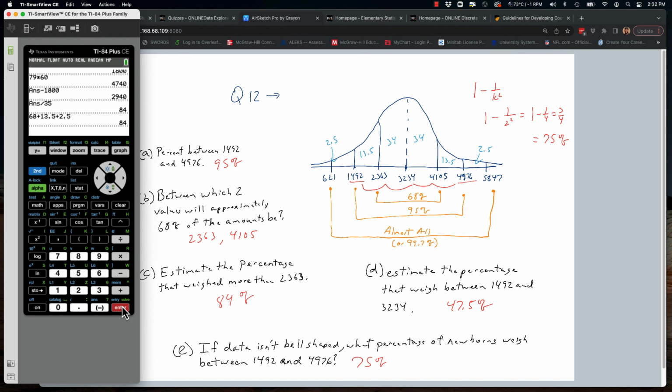If we'd gone out all the way to 5847 and 621, that's 3 standard deviation units above and below the mean. We just replace that k value with 3, and we end up getting 8/9. 8/9, I'm pretty sure, is like 88.9%. Multiply that times 100 and round off to 1 decimal place. It's like 88.9%. But anyway, I just wanted to go through those real quickly.